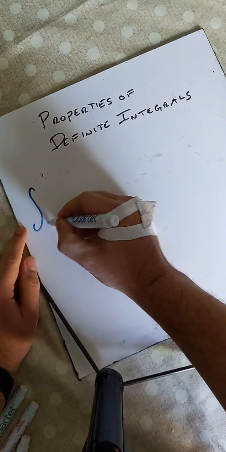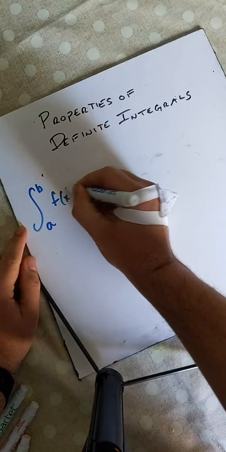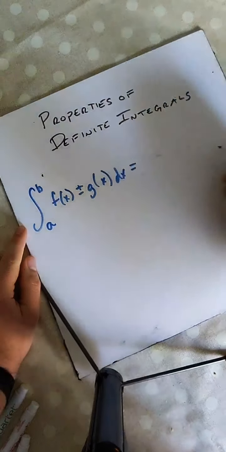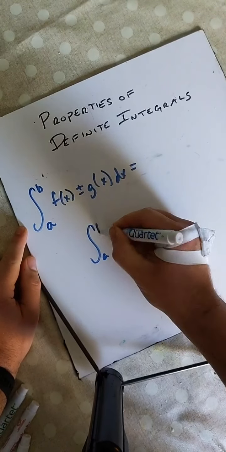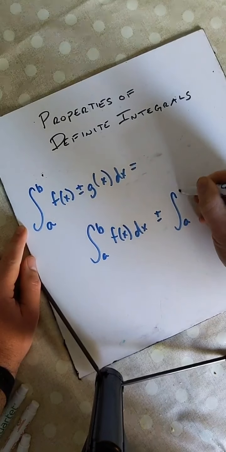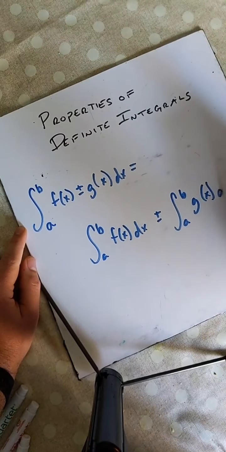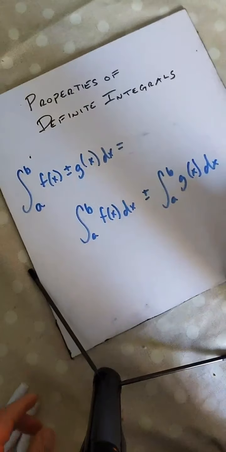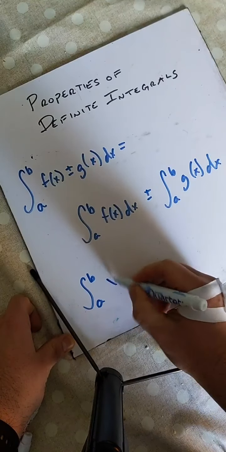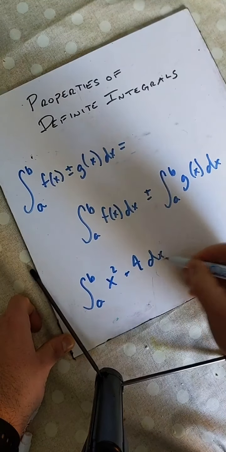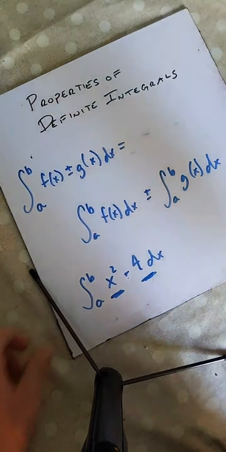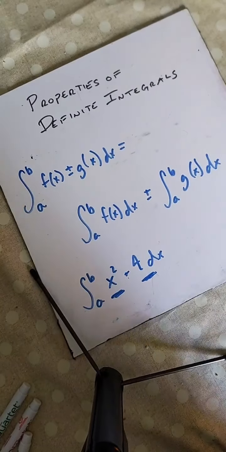But the integral from A to B of f of x plus or minus g of x dx would equal, I'm going to have to write this over here, the integral from A to B of f of x dx plus or minus the integral from A to B of g of x dx. So what this means is if we have an integral from A to B of like x squared plus 4 dx, we could break this up into the one integral here and then add the other integral there. We'll do that in today's quiz.